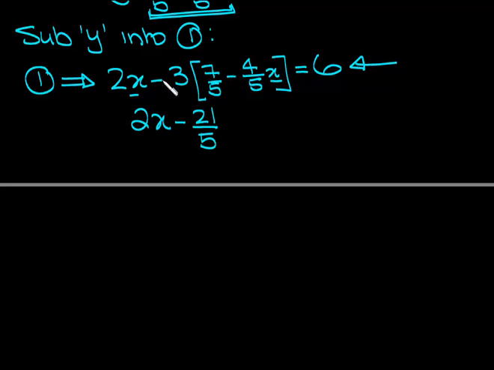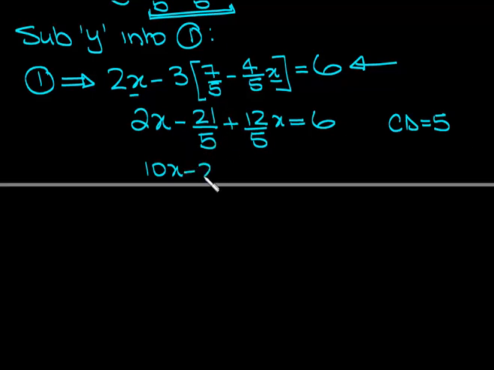So we distribute the negative 3. Negative 3 times 7 is negative 21. Negative 3 times negative 4 is positive 12 over 5 x is equal to 6. And my common denominator here is 5, so I'm going to multiply each term by 5. If you multiply this by 5, you just get 10x. If you multiply this by 5, the 5's will cancel, so you'll get minus 21. Plus, if you multiply this by 5, the 5's will cancel, 12x is equal to 6 times 5 is 30.